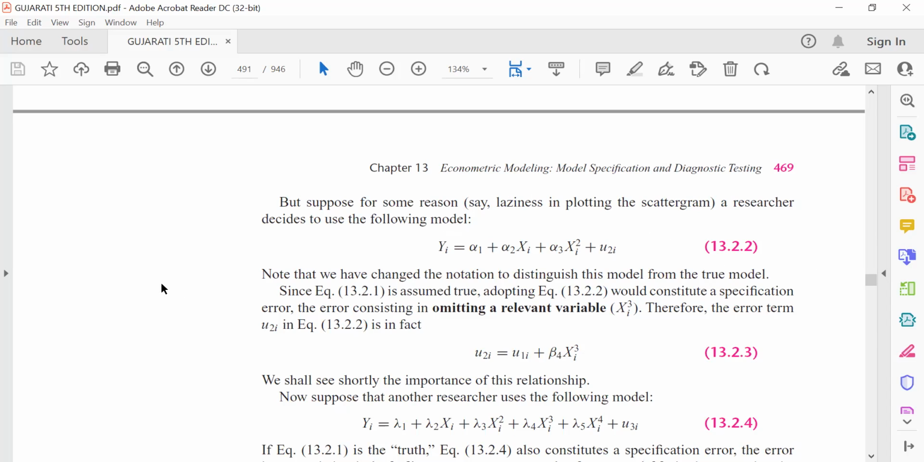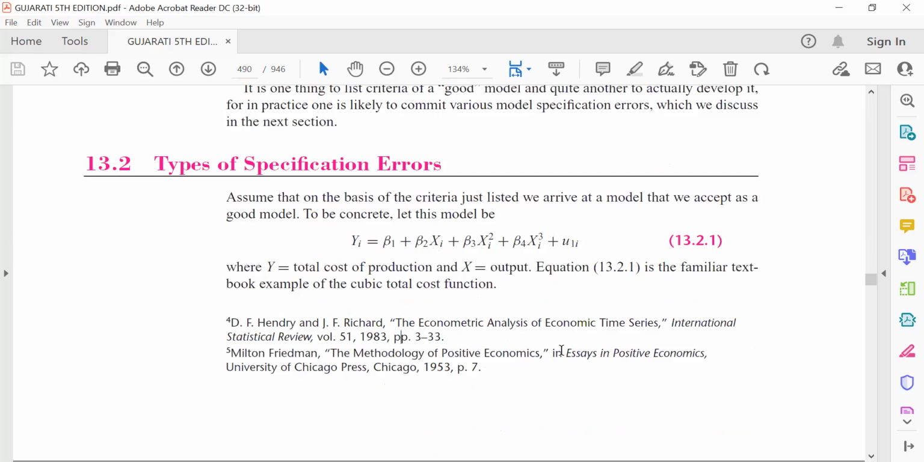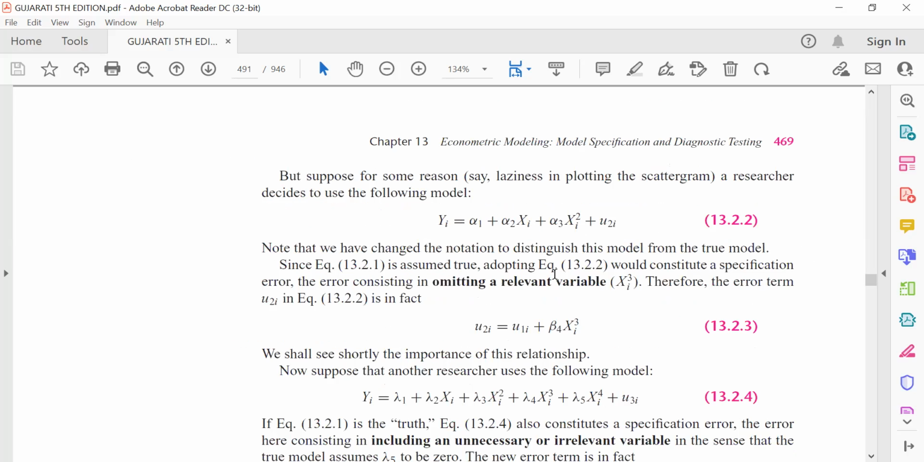Therefore, the error term in the equation becomes correlated with the omitted variable. The estimated residual from equation 13.2.2 is correlated with the one from the previous model, and now the residual becomes bigger because the residual is also determined by X cubed.